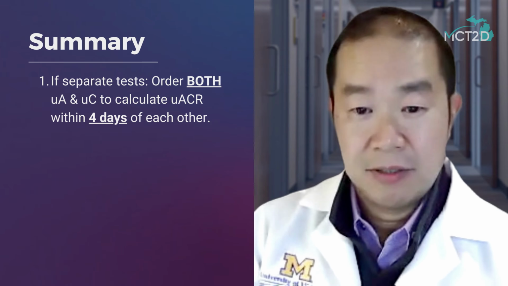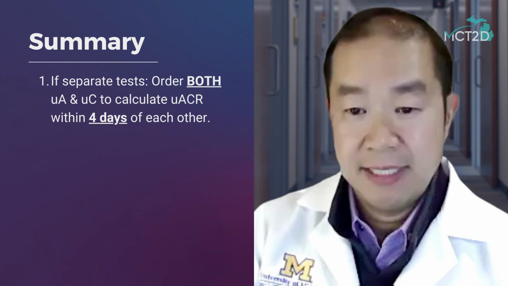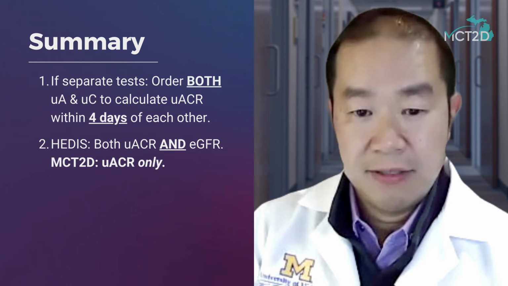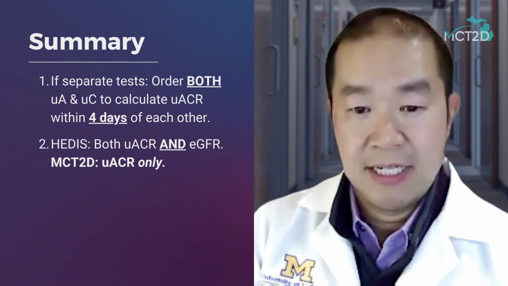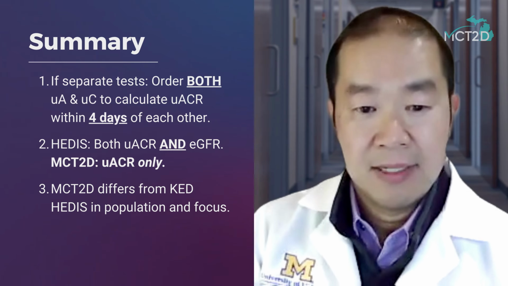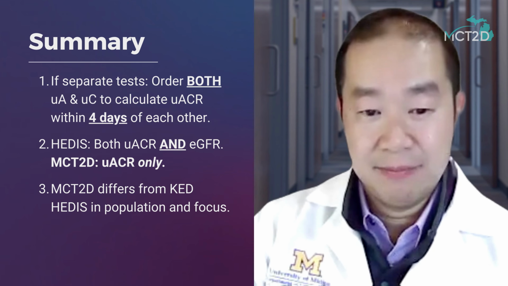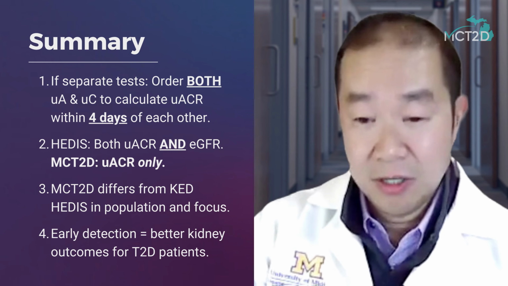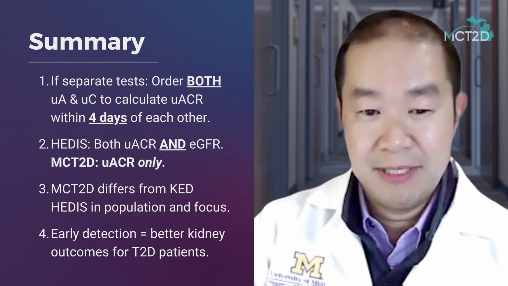To sum up, if your practice requires you to order separate urine albumin and urine creatinine tests, make sure you order both so you can calculate the uACR ratio and that you are doing this within 4 days of each other. Know that both a uACR and eGFR are required within the same measurement year for HEDIS, while only uACR is required for MCT2D. Be aware that the MCT2D uACR measure differs from the KED HEDIS measure in population and focus. Kidney measurement is important. The reason to get the test done: early detection of albuminuria means earlier intervention and better kidney outcomes in your patients with type 2 diabetes.